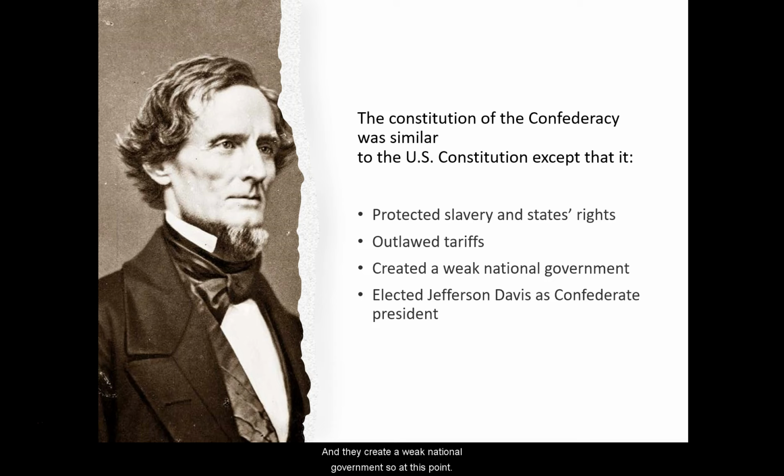And they create a weak national government. So at this point, basically, we see strong individual state governments and a weak overall government because that's what they were arguing for in the first place. And they elect Jefferson Davis as their president. So now we have a fully divided nation. Abraham Lincoln is the president of the Union. Jefferson Davis is the president of the Confederacy.